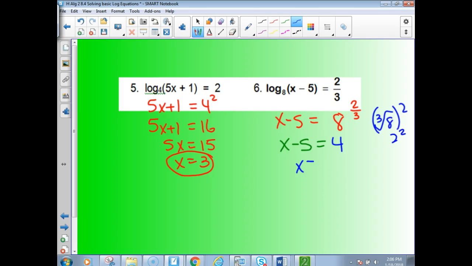And then we add 5 to both sides to get x is 9. Oh, I wrote 5. I don't know why, as I said the word 9. Uh-oh, something's wrong. Maybe I need some vitamins. Cup of coffee, something. All right, here we go.